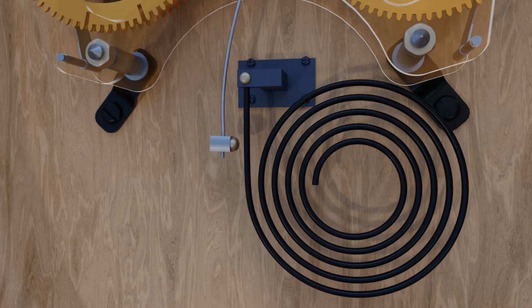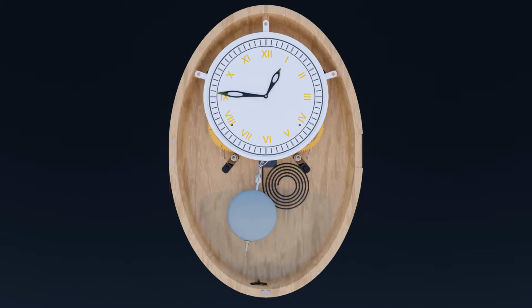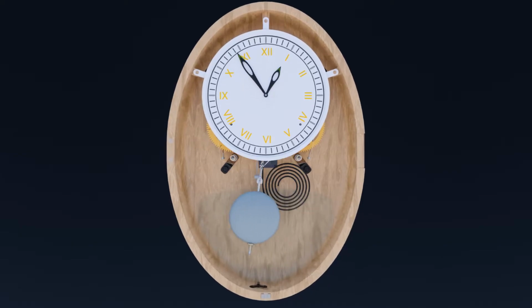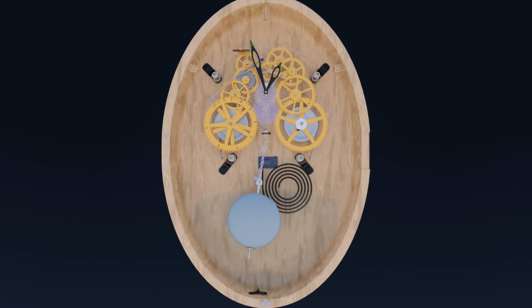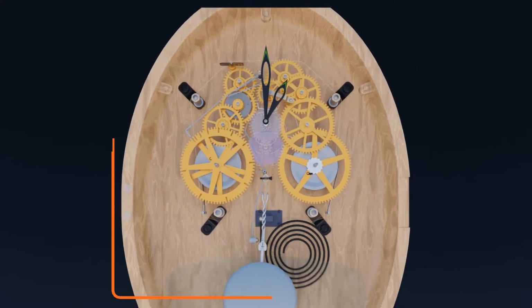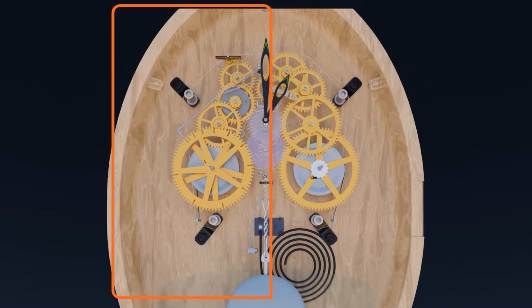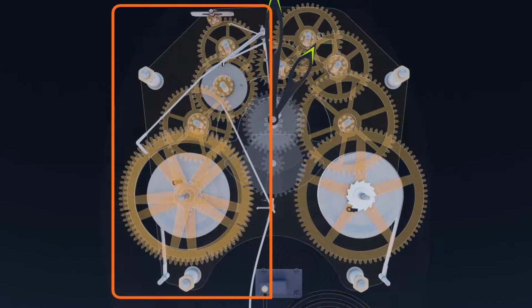This striker hammer is mechanically rigged to get activated every hour when the minute hand reaches the 12 o'clock position. This set of gears and wheels makes it possible. This is called the striking train of this mechanical clock.